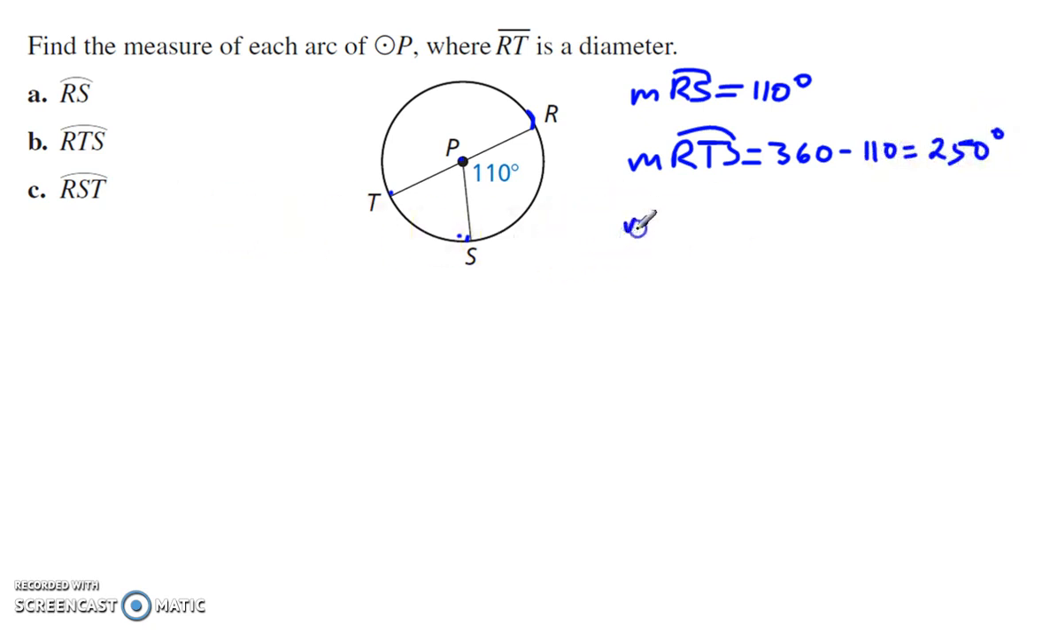And then the measure of arc RST, so we're going from R this way over TS to T, and since this is a line right here, that's the diameter, that is a semicircle, that's 180 degrees.